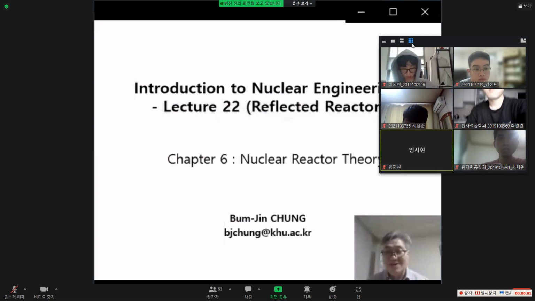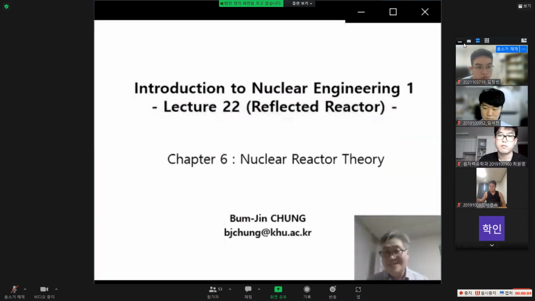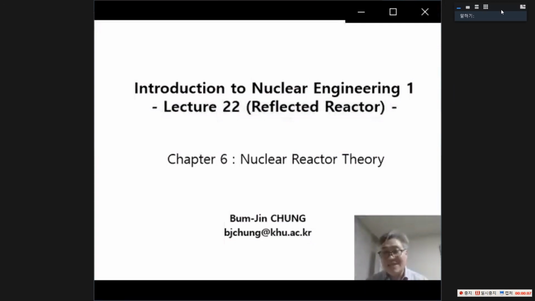It is naked. So bare, naked. Bare means this does not have a reflector. So bare reactor and reflected reactor are in comparison: bare is without a reflector, and reflected has a reflector. As I already mentioned, in nuclear engineering we sometimes call a bare reactor Godiva, right? Now we will deal with the reflected reactor.